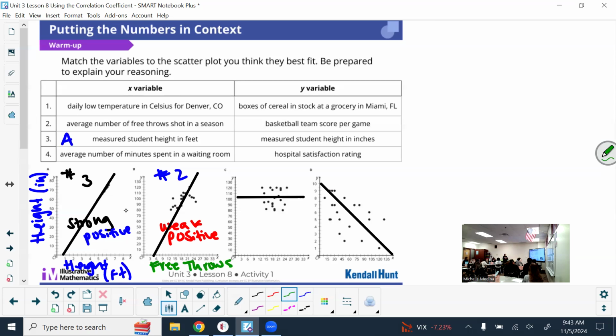And then the basketball team score. Does that one look good? Do they generally have a positive relationship? Like the more free throws that you throw, the higher your score is probably? Yeah. I mean, maybe not all the time. That's why it's not as strongly correlated as number 1 or A.